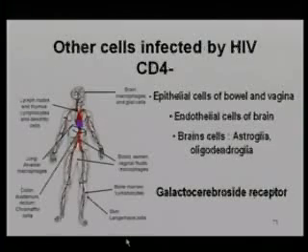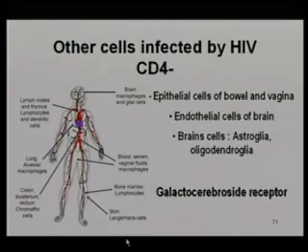We get various subpopulations. Now, there are other cells. We talk about CD4 cells, we talk about macrophages. There are other cells in the body that get infected by HIV. We won't go into these very much, but endothelial cells in the brain, certain other brain cells. One of the consequences of an HIV infection is age-related dementia. Epithelial cells in the bowel and vagina also get infected.